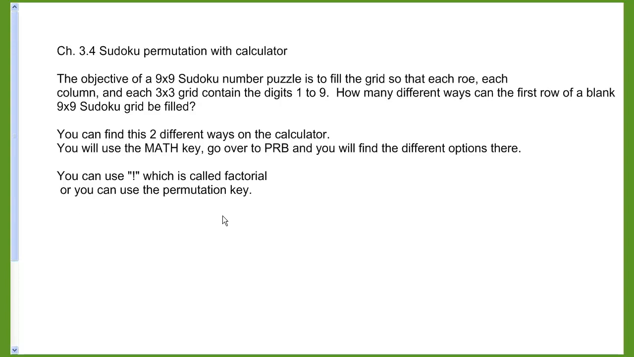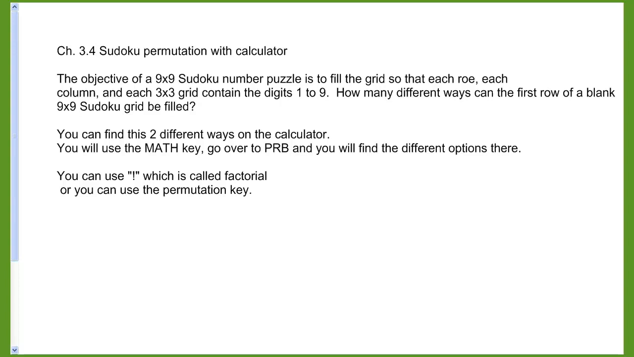You may also use the permutation key, and you may want to get in the habit of using that one, because the next problem I'm going to show you in the next video can only be done using the permutation part of the calculator. Some people like to use factorial. It's only used when you have one number, and here it's a 9x9 and there's only one number, which is 9, so it would work with factorial. But you might want to get used to using the permutation key.